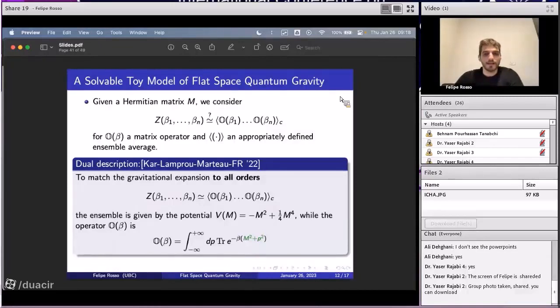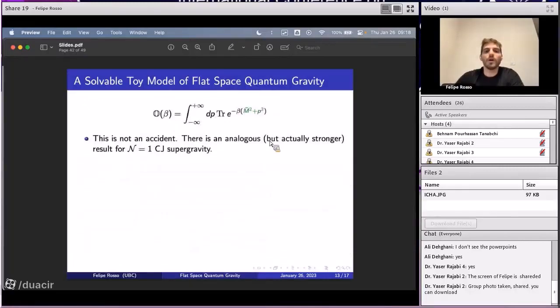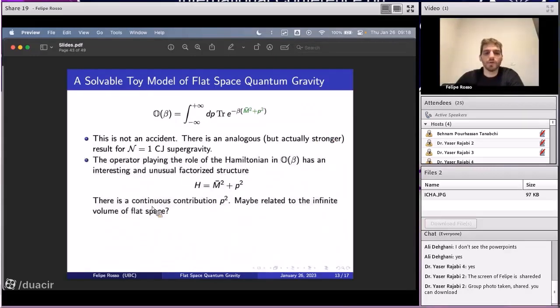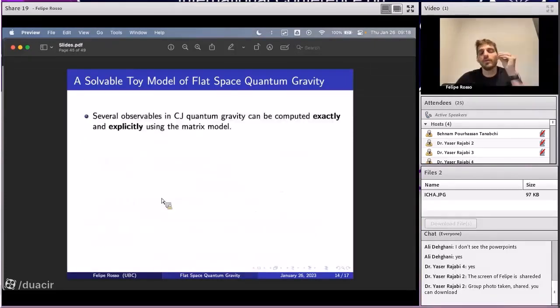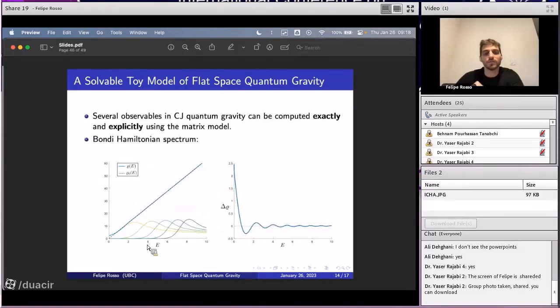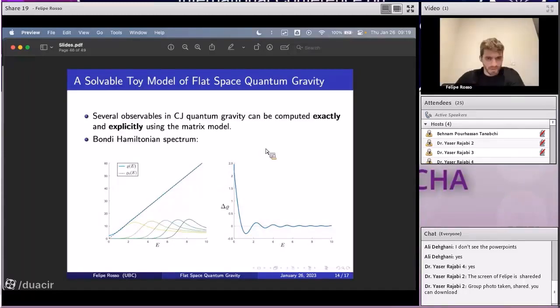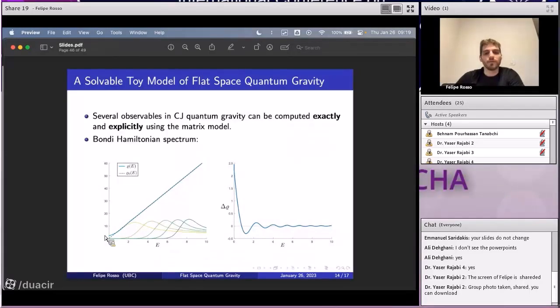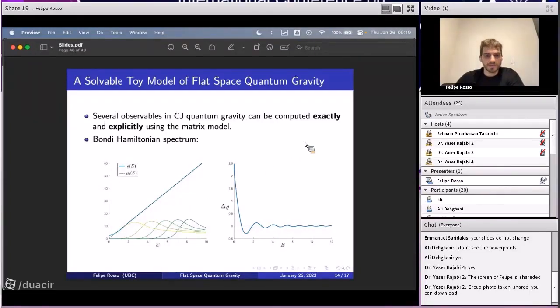Since I'm short of time, let me tell you very briefly, for N=1 CJ supergravity, you can also do the same. You get a completely analogous result, and using this kind of matrix model approach, you can capture fine-grained non-perturbative effects of flat space quantum gravity. I don't have time to explain, but I wanted at least to show you a couple of plots of the Bondi spectrum that you obtain for this theory when using this method. These are precise numerical calculations that tell you detailed information about the spectrum of the Bondi Hamiltonian in quantum gravity, including non-perturbative effects.